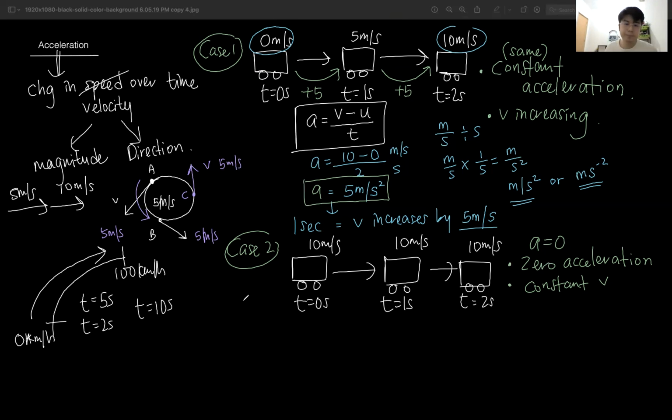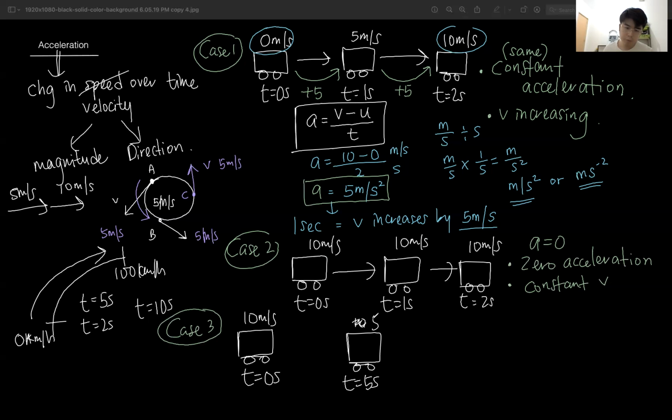Okay, now third one. Sorry, this one should be 2 seconds. This one is 3 seconds. Every second, what is it doing? Okay, this one is 1 second. This one is 2 seconds. Every second, the velocity is decreasing by five. So minus five, minus five.